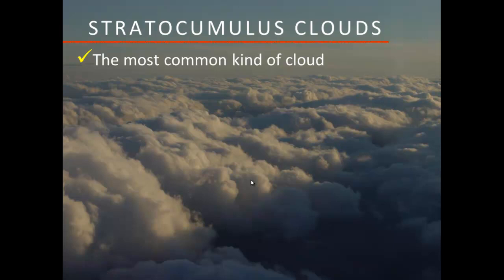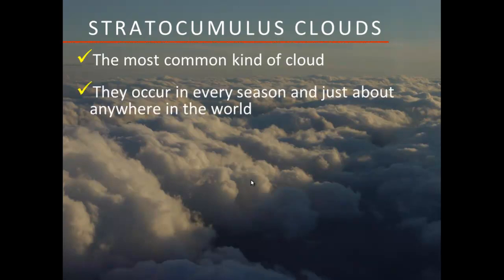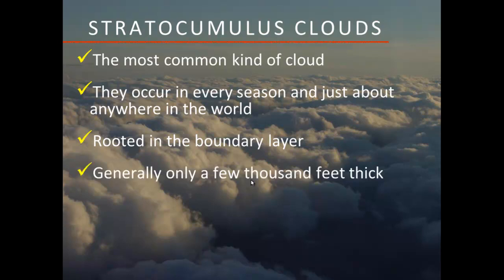So let's go back again and talk a little bit about stratocumulus clouds, because they have a distinct signature on the Skew-T diagram. They occur just about anywhere in the world, and pretty much any time of the day or night. And they're rooted in that boundary layer. They're really close to the surface. Usually we're talking about a couple thousand feet to maybe 5,000 feet for the bases, but they generally are close to the ground.